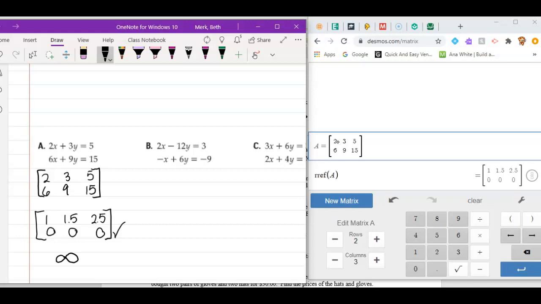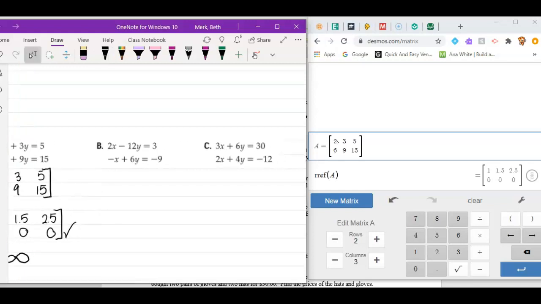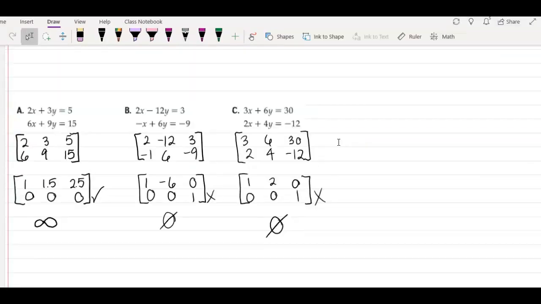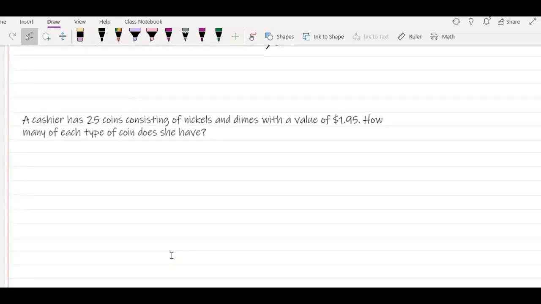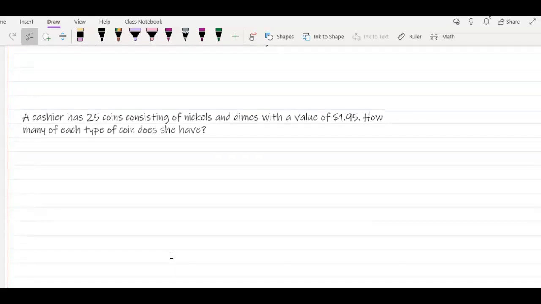Go ahead and pause your video and try B and C and see what you get for those answers. Hopefully for both B and C, you got no solution, because you have a row of zeros that ends in 1, and that means no solution. Let's take this concept that we're learning on solving systems and take a real-world example and use what we know with matrices to solve this.